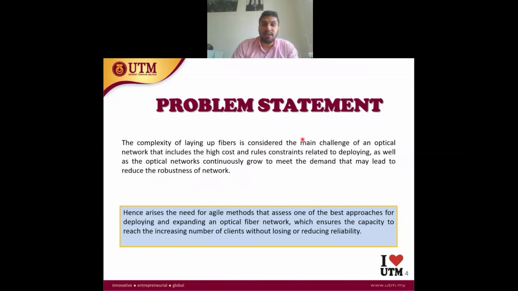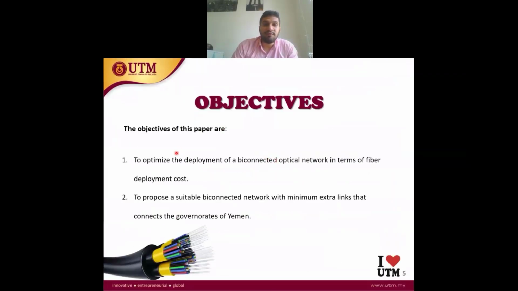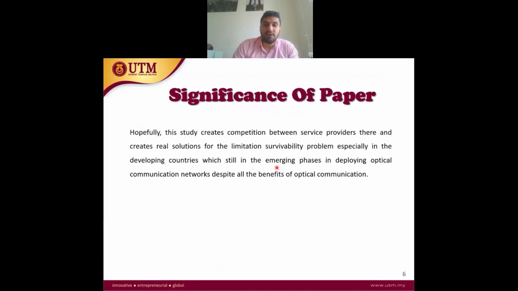Okay, here is the problem statement. As I mentioned before, the deployment of optical fiber is not cheap, it is expensive, and also sometimes when we want to expand our network, the robustness of the network is reduced. We have to keep the network at high robustness, or at least at the minimum requirement for survivability. Here the objective: to optimize the deployment of a bi-connected optical network in terms of fiber deployment cost, and to propose a suitable bi-connected network with minimum extra links that connects all governorates of Yemen.